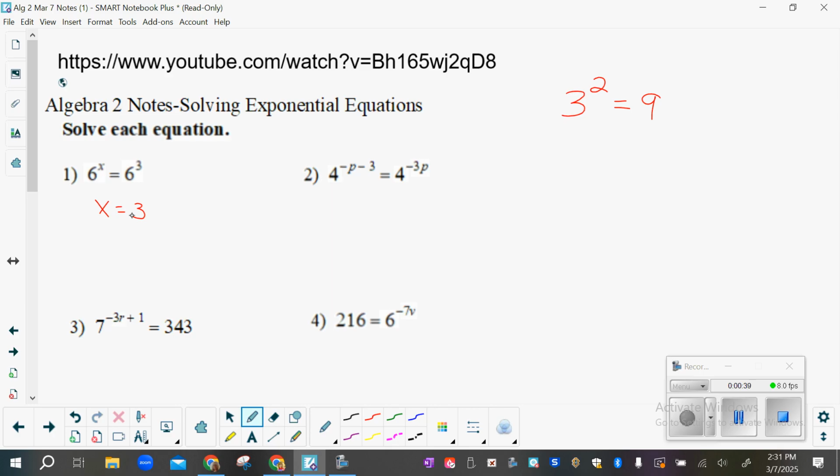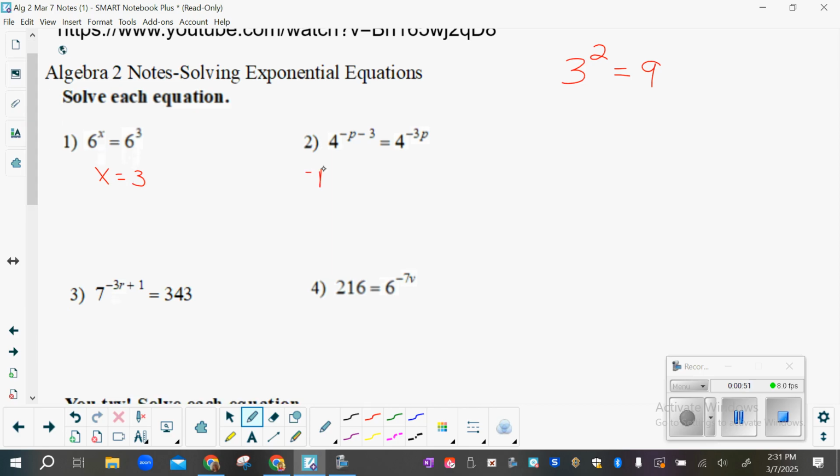Okay. So on number 2, are the bases the same? No, because you could divide by them. Are the bases the same on number 2? Yes. So we can take those bases away. Negative p minus 3 equals negative 3p.